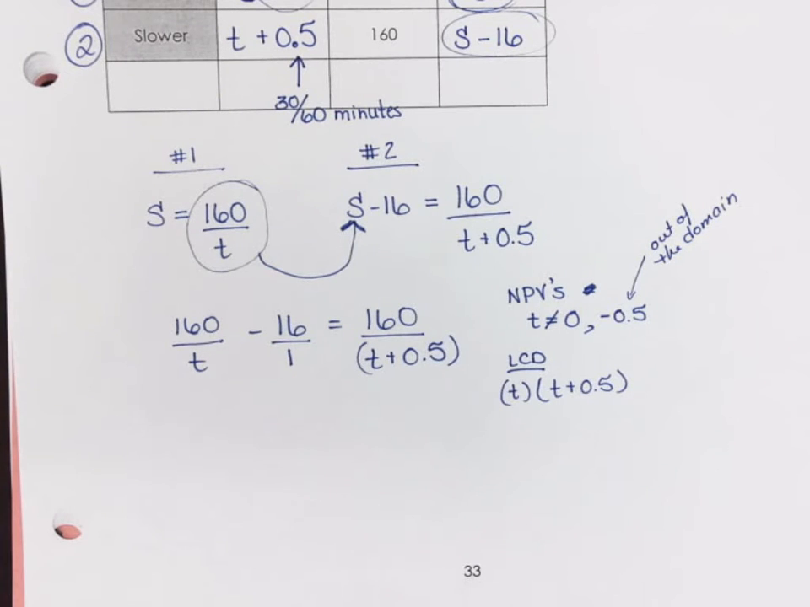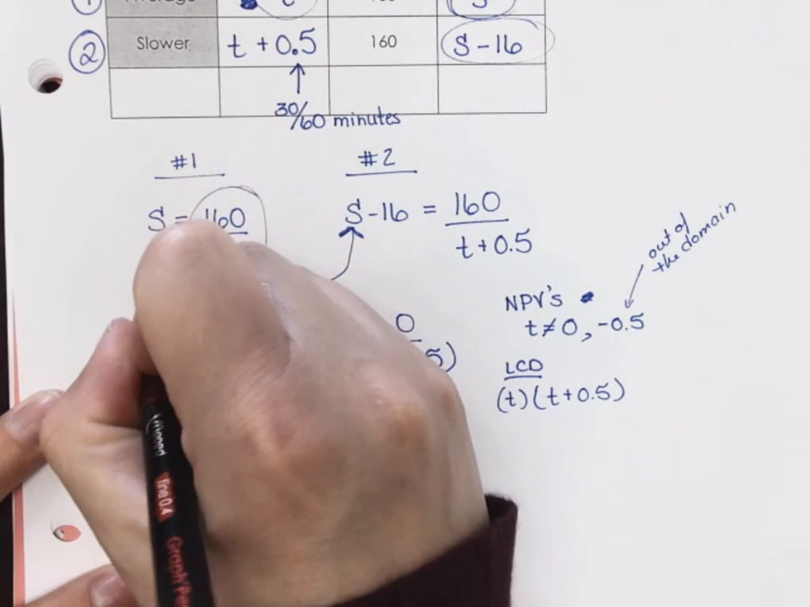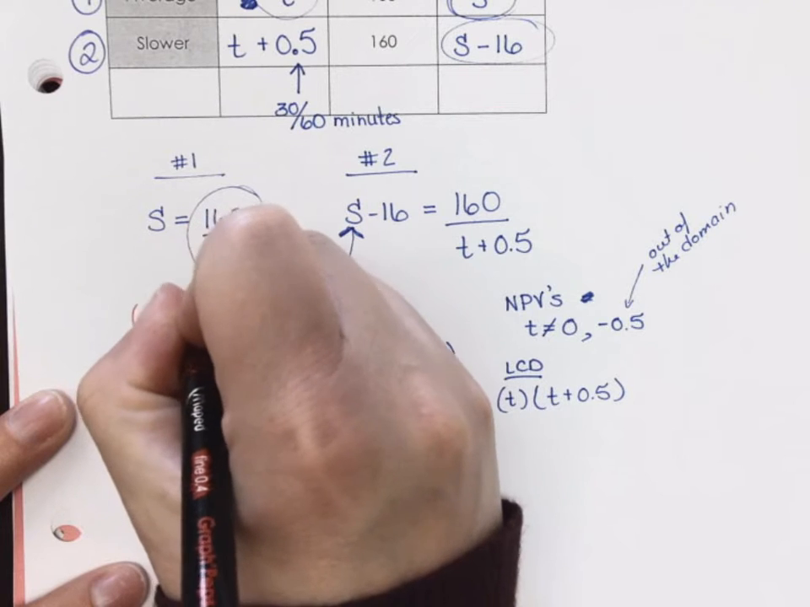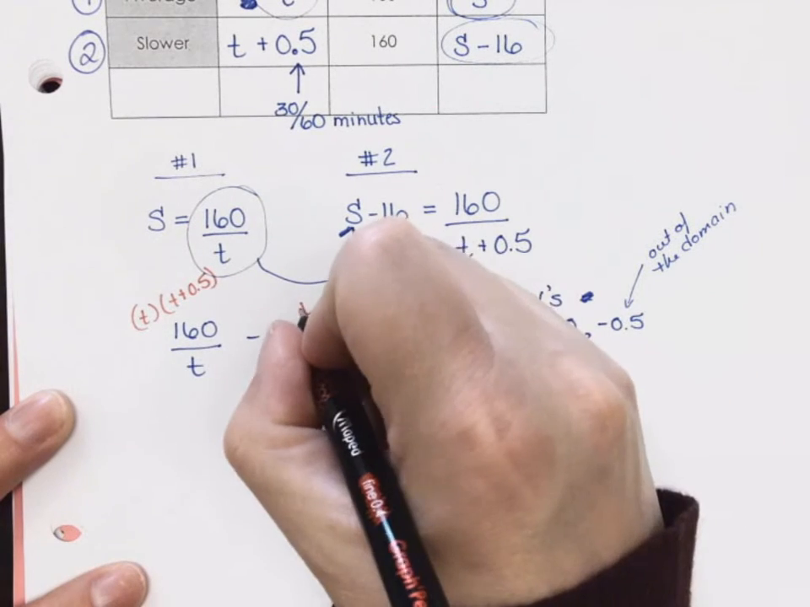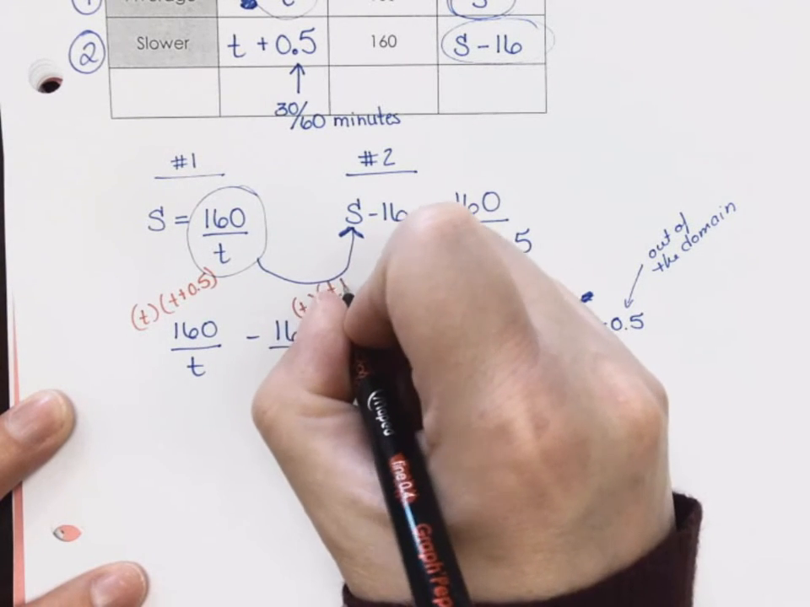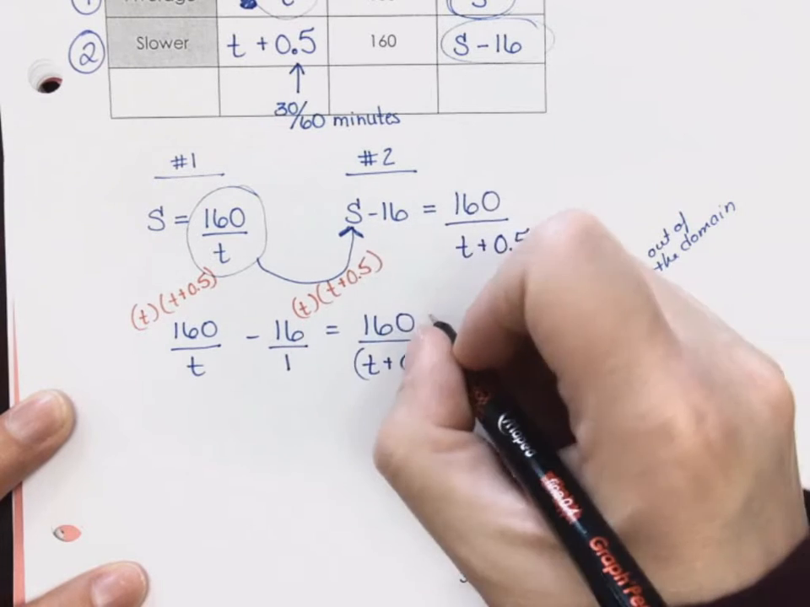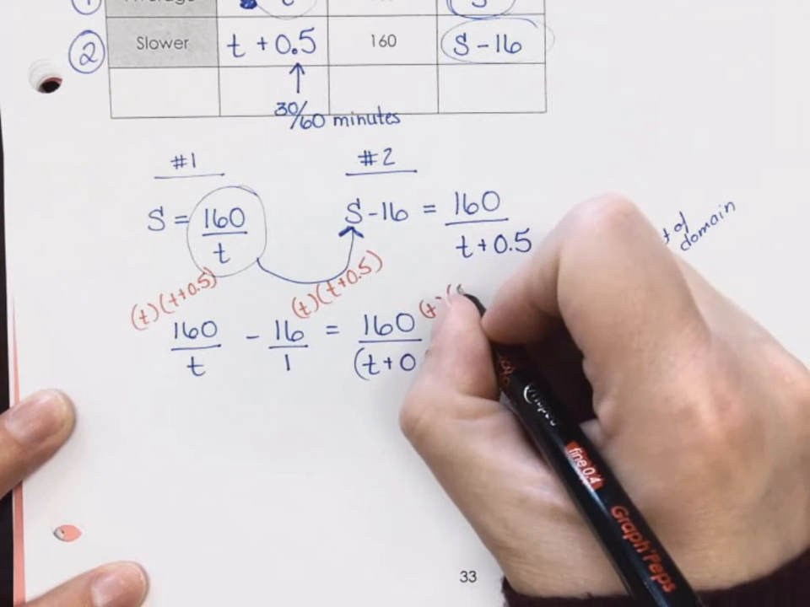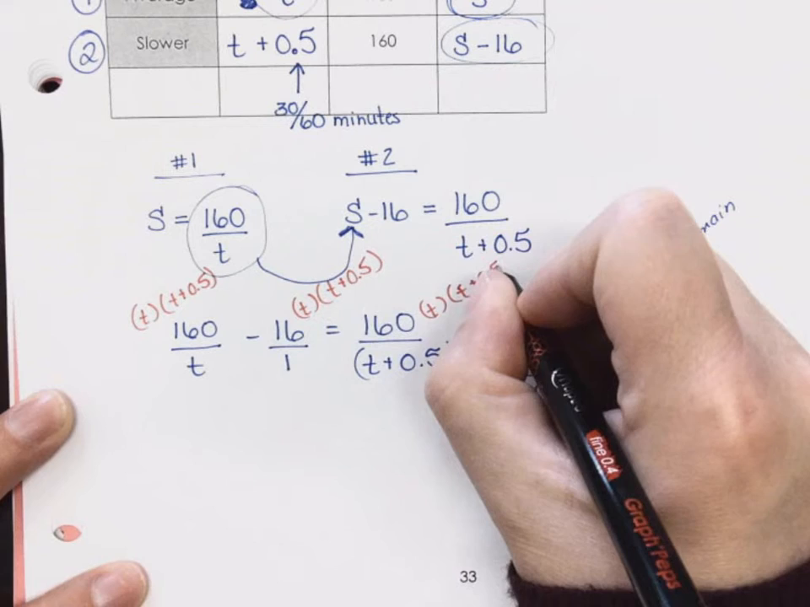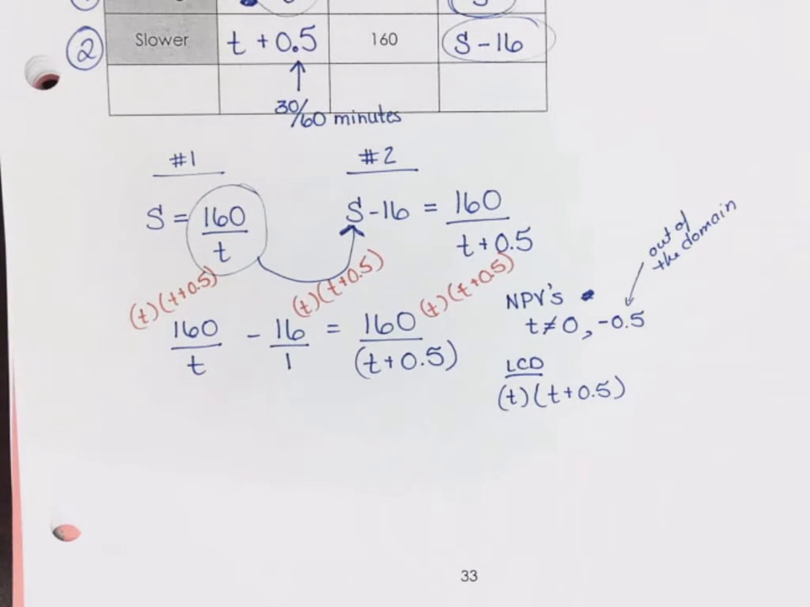Okay, so step 4, for equations, I times the tops only by the entire LCD. So T times T plus 0.5, T plus 0.5, and T. Okay, now we are going to cancel any denominators that we have.